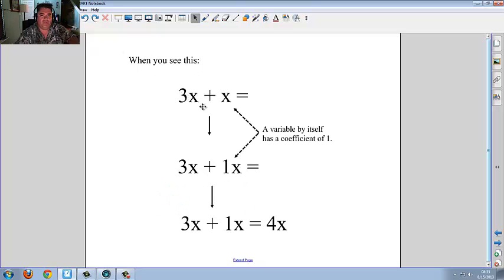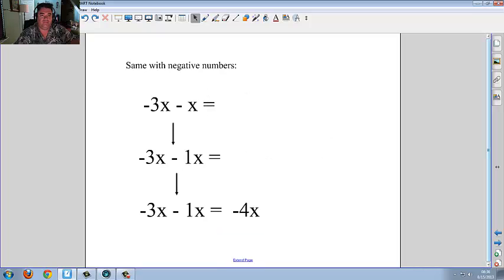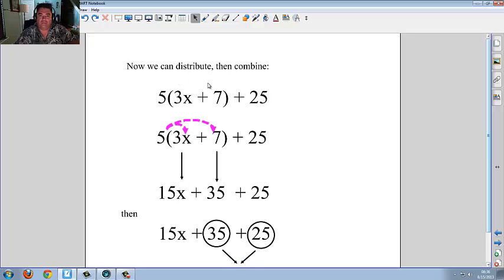When you see 3x plus x, just think of it as 3x plus 1x. So an x by itself has a 1 in front. Any variable by itself has a 1 in front. Why? If I say, I have an apple, well, how many apples? It's 1 apple, obviously. So that's how you know. A singular of something means 1. So 3x plus x equals 4x. Same with negative numbers. Negative 3x minus x means minus 1x. So negative 3x minus 1x is negative 4x.